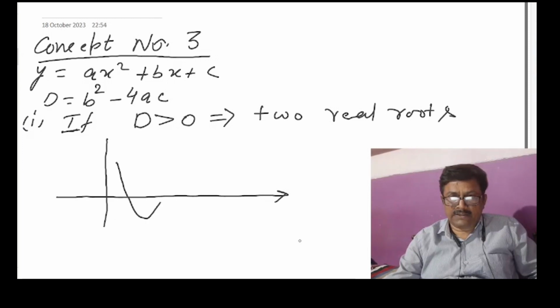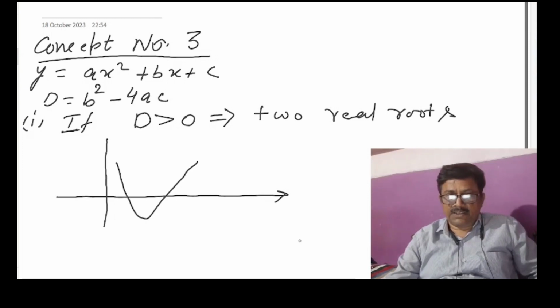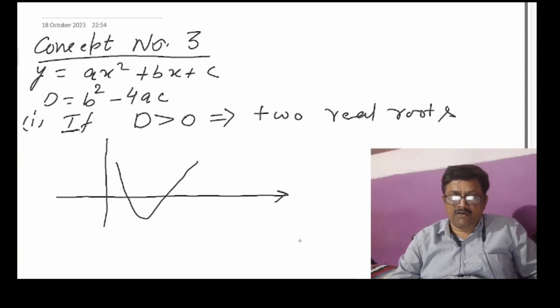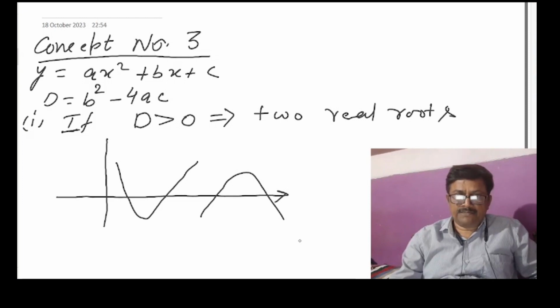the x-axis at 2 points. If the discriminant of any quadratic is greater than 0, there are two real roots, which means for two values of x, y will be 0, the quadratic will be 0. So the graph will cut at 2 points. Opening may be upward, opening may be downward, because here we don't know whether A is positive or negative. I am only discussing the discriminant, not A. So opening may be upward or downward.